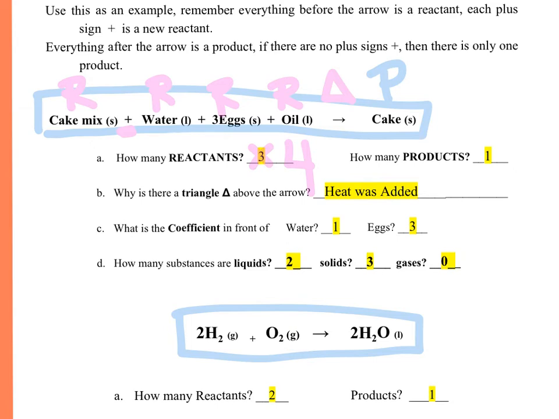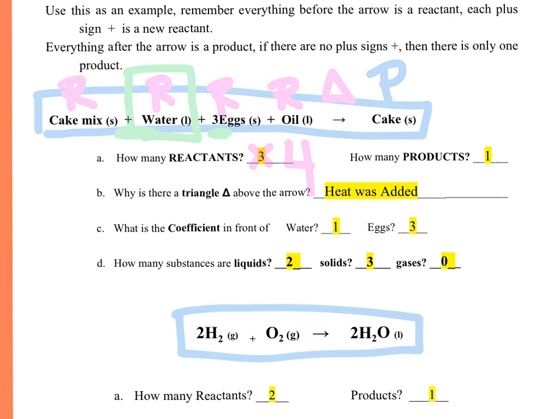What is the coefficient in front of water? So we're going to look at water, which is right here. Is there a coefficient? Is there a big number in front of water? There is not. So if there's no number, you just put the number 1. The coefficient, if there's nothing written there, is always 1. Now what's the coefficient for eggs? Is there a big number in front of eggs? Yes, and that number is 3. So coefficient for eggs is 3.